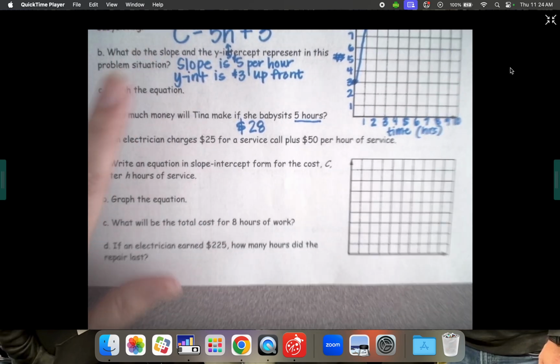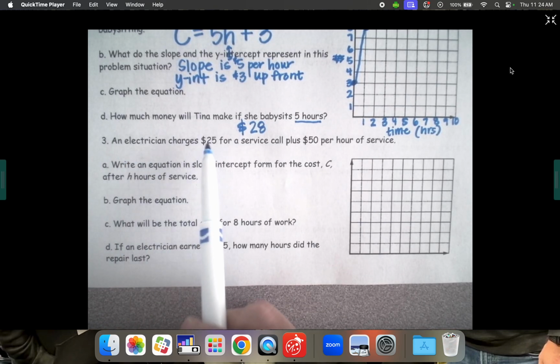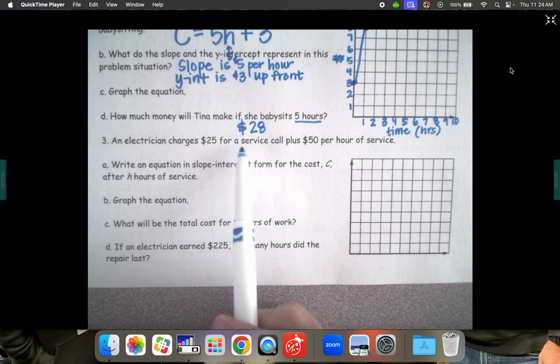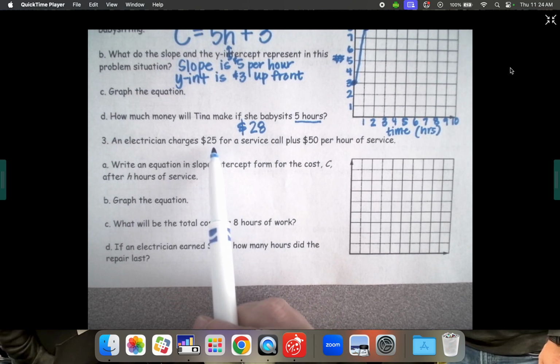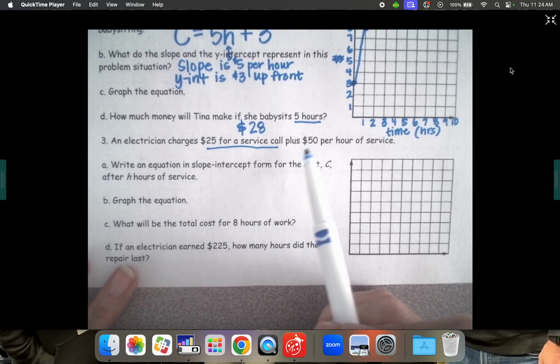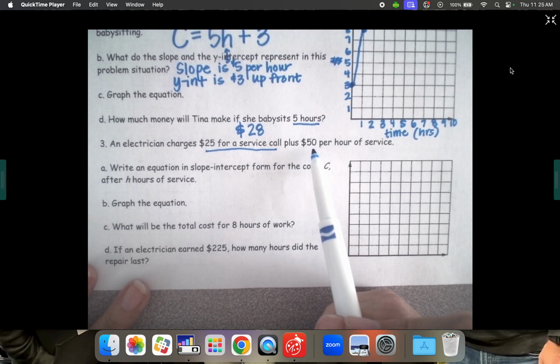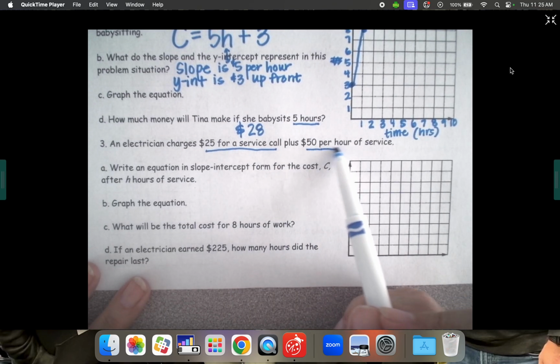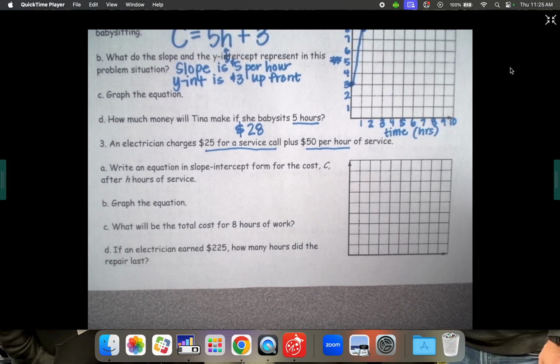Let me widen this up a little bit so you can see it. Okay, an electrician charges $25 just for the service call. That means just to come out to your house, they're going to charge $25, basically just for showing up. Plus, they're going to charge you $50 per hour that it takes to work.